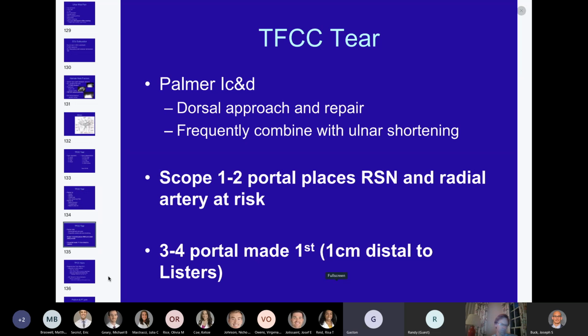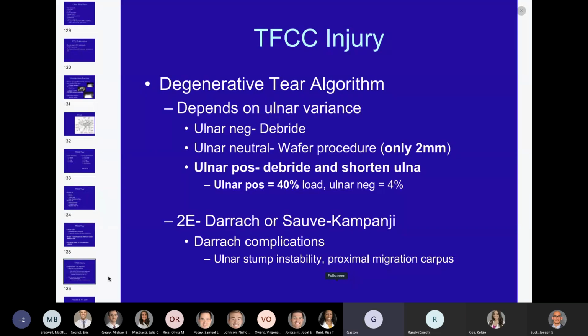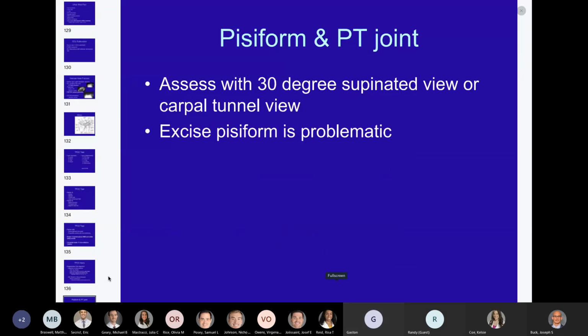A 3-4 portal, where is it made? It's 1 centimeter distal to Lister's tubercle. Next slide. Skip that. More than you need to know.